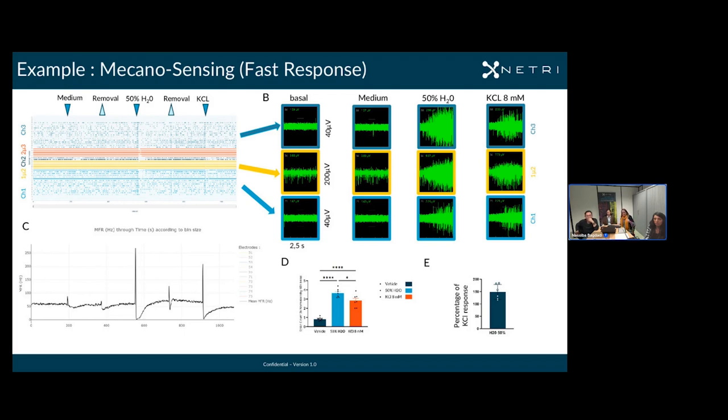So the quantification is done by looking at the maximum of the response and normalizing by the basal activity just before the addition of the test, either the vehicle, the hyposmotic solution, or the positive control KCl at the end. And we can express the data, for example, either as a fold change like this, or as a percentage of our KCl response.